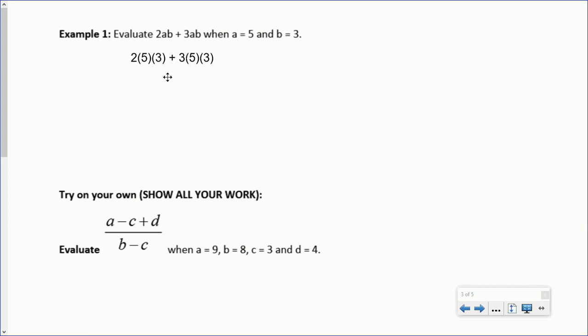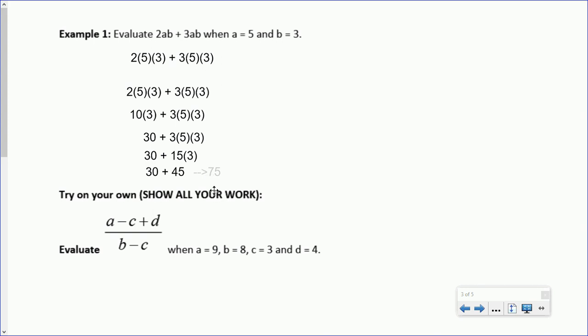Okay? Now, for step 2, we're just going to go ahead and simplify because all it is numbers now. So I'm going to do my multiplication first. I'm going to do 2 times 5 over here. I'm going to do 3 times 5. Well, I'm going to do 2 times 5 first. I get 10. Then I can do 10 times 3 gives me 30. Now I can go to this side. 3 times 5 gives me 15. 15 times 3 will give me 45. And I can finish off the addition. And I get 75 for my answer.